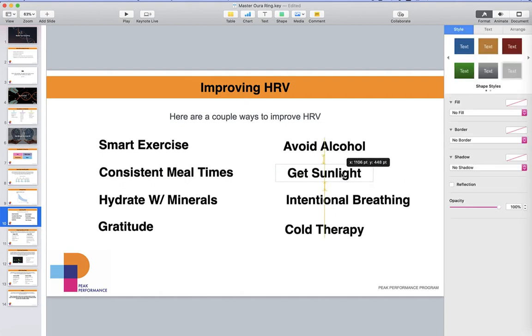And then also getting natural sunlight. A lot of you guys are stuck in your office. You are absorbing lots of artificial light from your screens, from your lights above your head. But it's very important to get outside and actually get natural sun exposure.